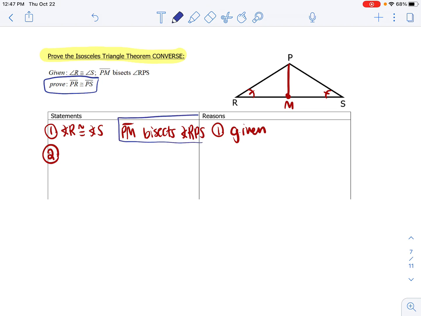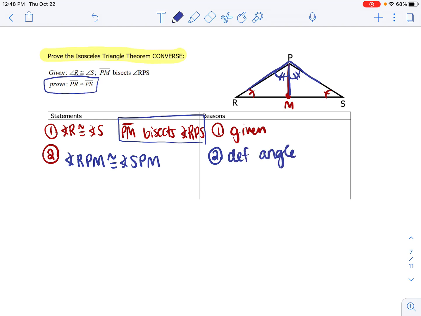So notice here we have PM bisects angle RPS. If PM bisects angle RPS, then what do we know? We know that this angle is congruent to that angle. So we know that angle RPM is congruent to angle SPM through the definition of an angle bisector.